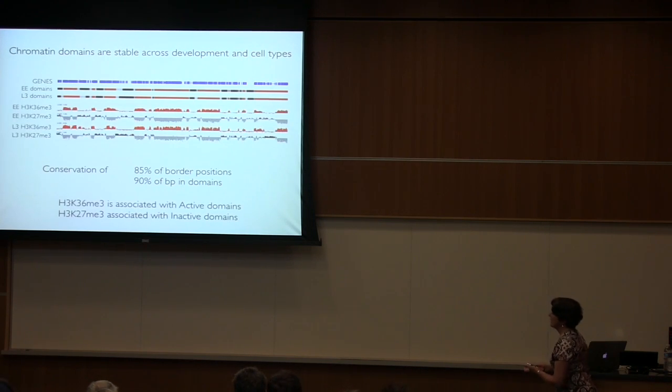Now we looked at what modifications might be associated with these. It's very striking that there's a very close correspondence of active domains with H3K36 trimethylation and of inactive domains with H3K27 trimethylation. Even though there are some differences, these patterns look very similar in early embryos and L3 larvae.